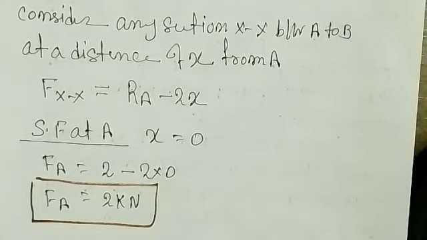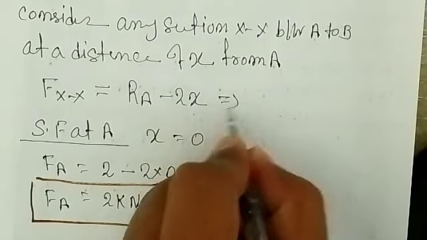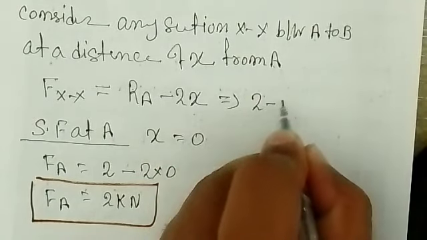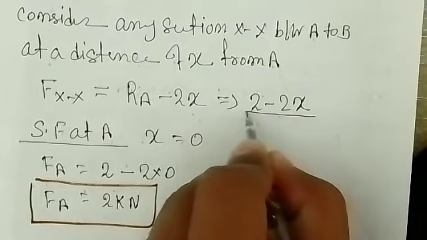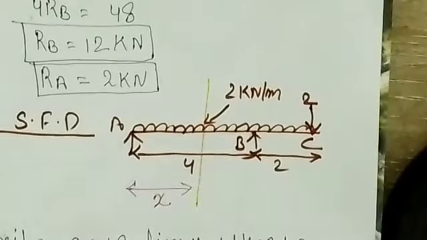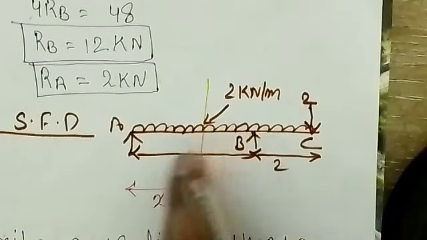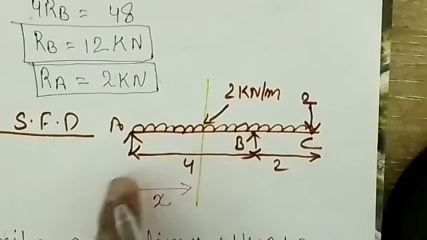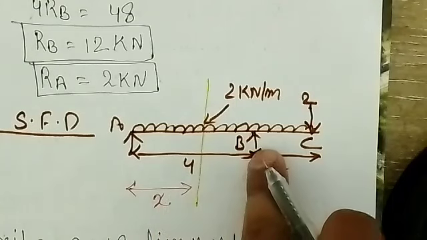And one more thing, you can put this value here itself, that is RA is 2, so 2 minus 2x, just for simplicity. Now, shear force at A you calculated. Now come to B. At B, what is the length? 4 meter. It means X, this section reaches to here.